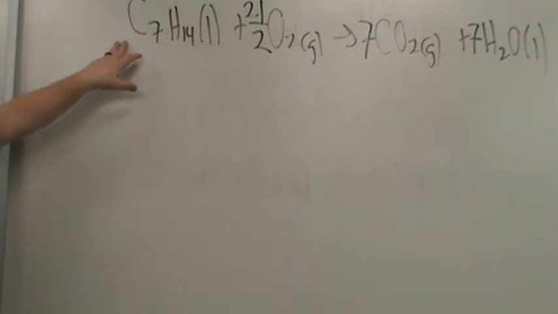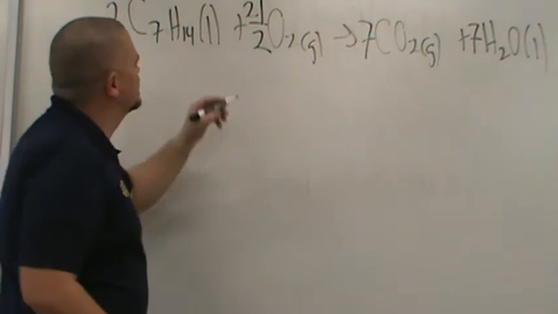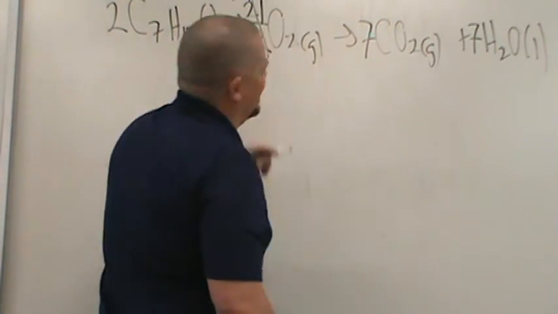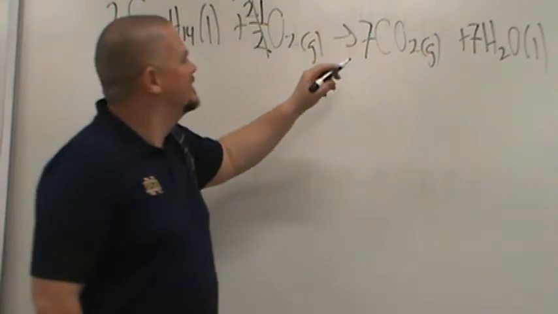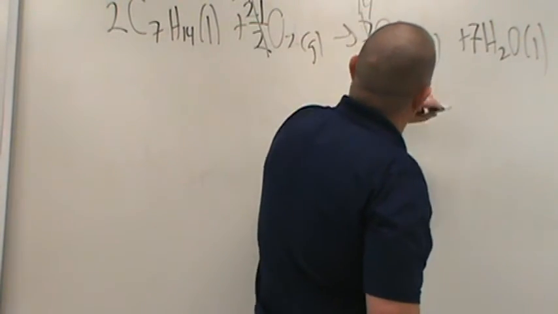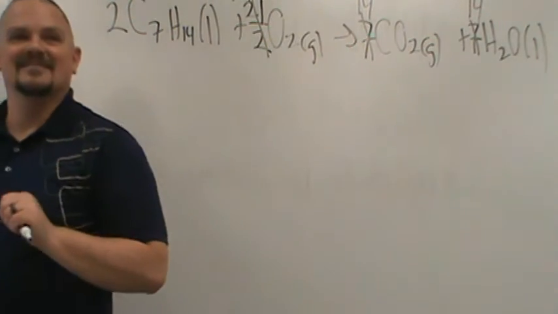So in front of our organic compound, we have coefficient 1. So 2 times 1 is 2. 21 over 2 times 2 is 21. 7 times 2 is 14. 7 times 2 is 14.